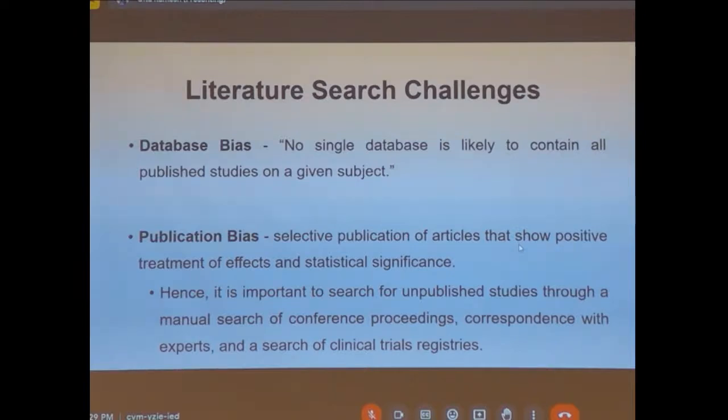Then you have publication bias. That is, certain articles, depending on your problem statement, may be published and certain are unpublished. That is why it is known as publication bias, in which selective publications of articles that show positive treatment effects and significance will be available. And at times, certain data which is unpublished also may be available. Like for example, in conference proceedings, correspondence with experts, and search of clinical trial registries, when you do, certain data may be unpublished. So that is why it is publication bias.